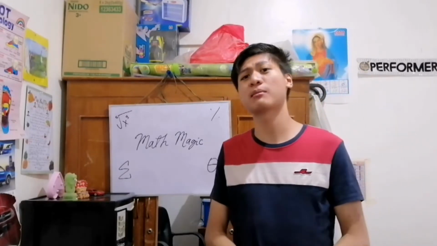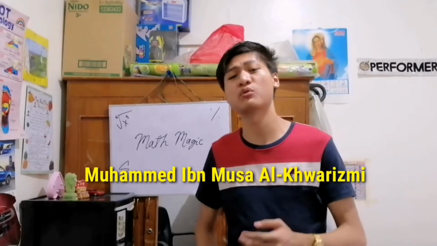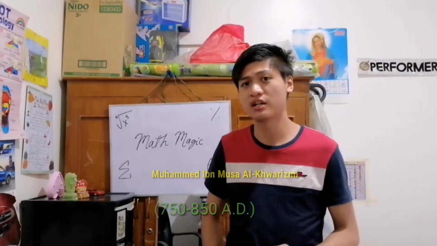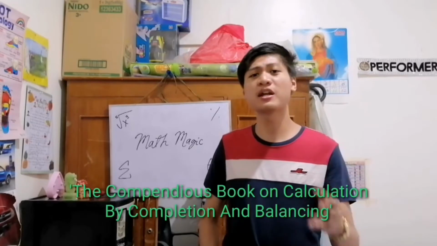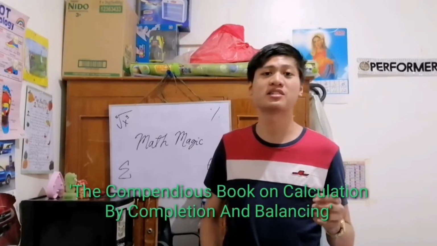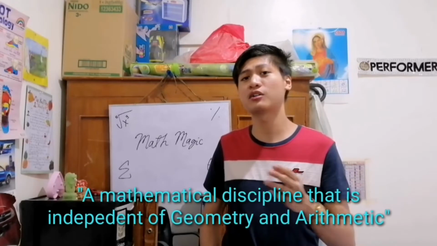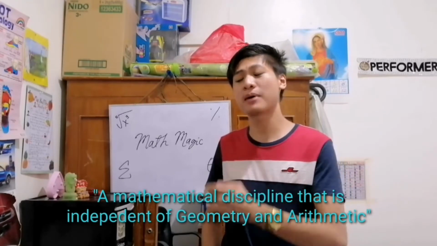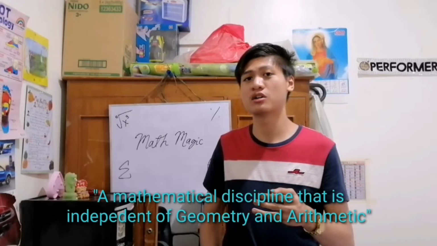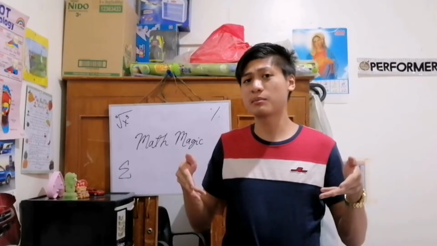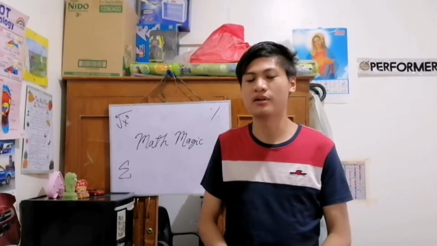It began during the time of Muhammad bin Musa al-Khwarizmi, who is an Arabian, and he lived within 750 to 850 Anno Domini. He wrote this book entitled The Compendious Book on Calculation by Completion and Balancing, and there he described algebra as a mathematical discipline that is independent of geometry and arithmetic. Well, what does this mean? This means that even without arithmetic, even without geometry, algebra is a separate subject and can be tackled alone.